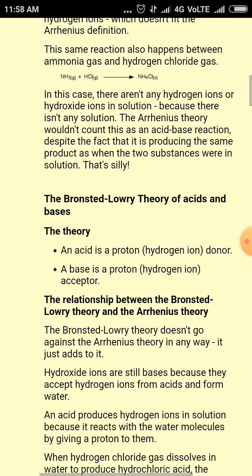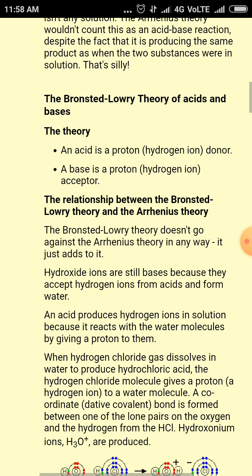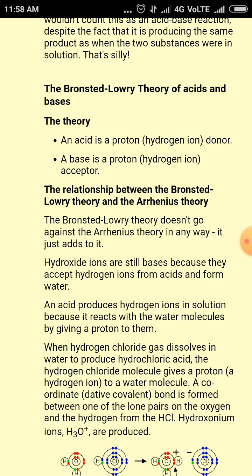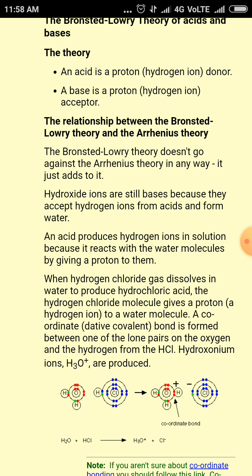Now the next theory is the Bronsted-Lowry theory of acid base. According to this theory, an acid is a proton donor and a base is a proton acceptor. This is the relation between Bronsted-Lowry theory and Arrhenius theory. The Bronsted-Lowry theory doesn't go against the Arrhenius theory in any way. It just adds to it. Hydroxide ions are still bases because they accept hydrogen ions from acids and form water. An acid produces hydrogen ions in solution because it reacts with water molecules by giving a proton to them.